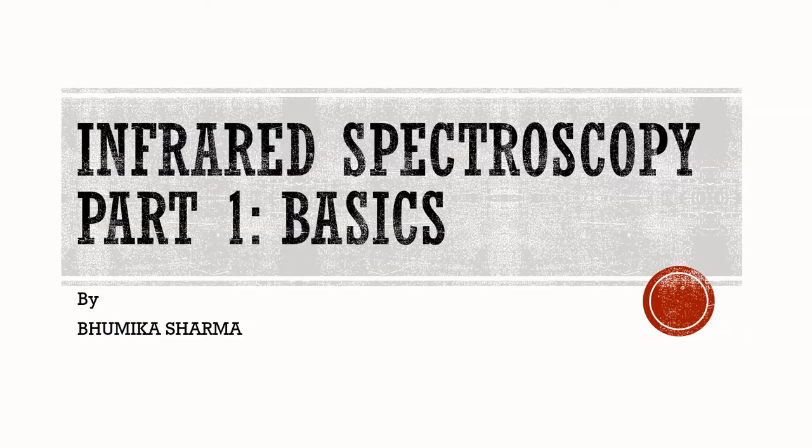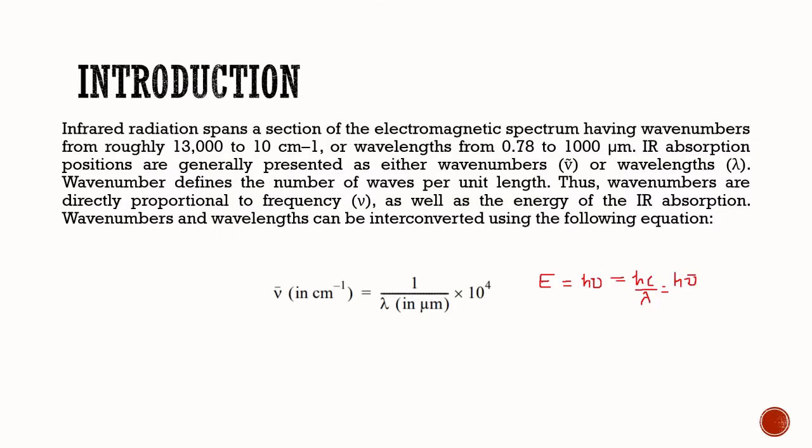Today we will learn about the basics of infrared spectroscopy. IR radiation spans from wavelength 0.78 to 1000 micrometer and/or wave number 13,000 to 10 centimeter inverse. Wave number is basically the number of waves per unit length and it is the reciprocal of wavelength. So the IR spectra is mostly presented in wave numbers.